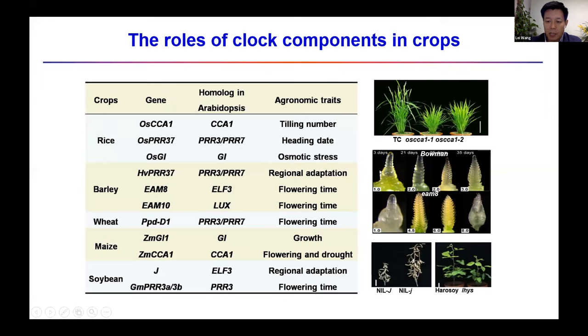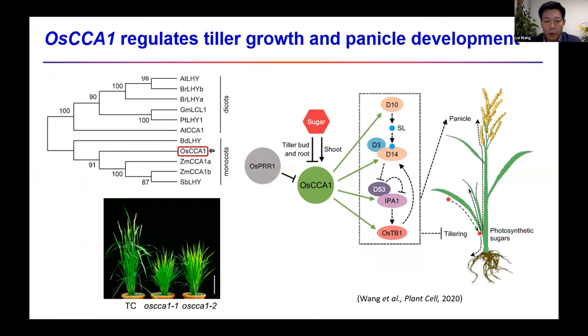Today, I want to focus on one of the clock components, OsCCA1. OsCCA1 was reported to regulate tiller growth and panicle development. As you can see here, both null mutant CCA1 alleles display many more tillers. Later on, they found CCA1 can affect strigolactone signaling, thus affecting the tillering number.